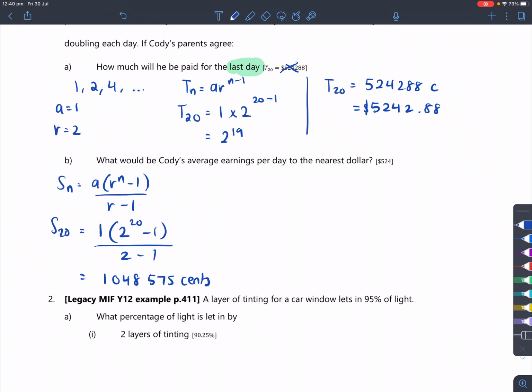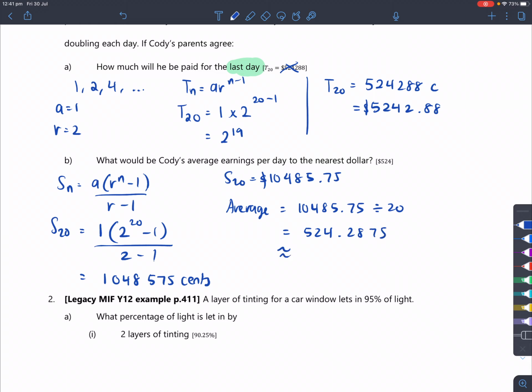Now, that's the same thing as $10,485.75 if you divide by 100. So the average earnings per day will be that amount divided by the number 20. And that would equal $524.2875. And to the nearest dollar, that would be $524. All right, moving on to the next question.